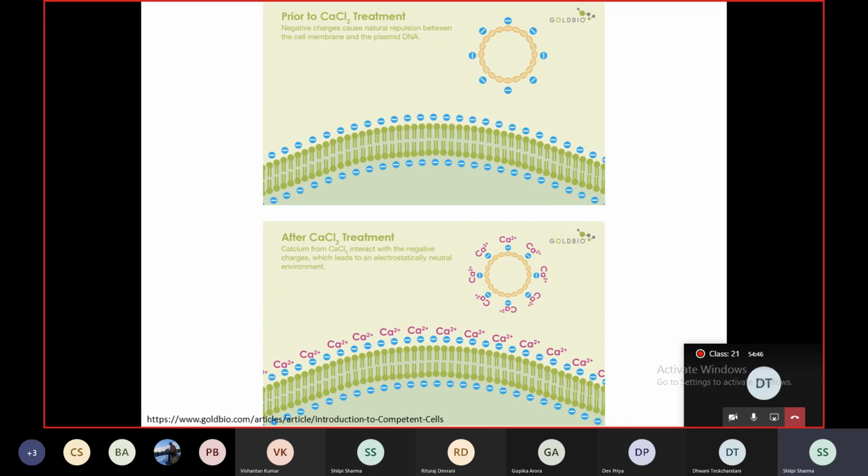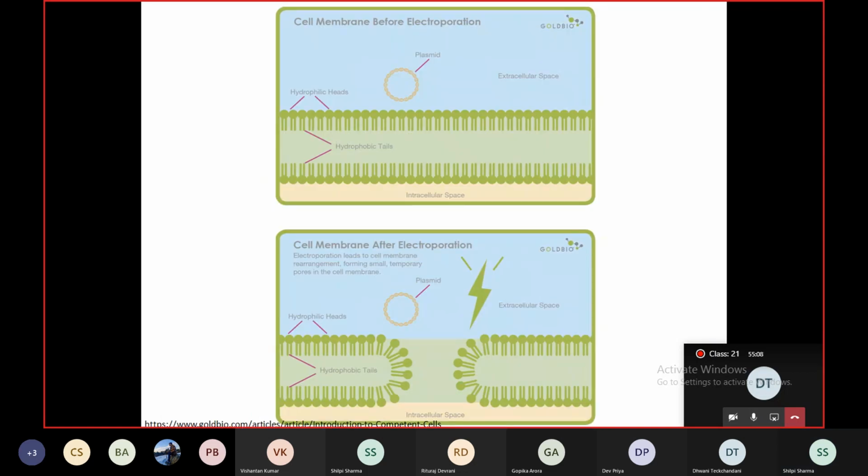It is believed that the repulsion between the foreign DNA and the bacterial cell, owing to the negative charge on them, is overcome by these divalent cations. And the heat shock that is applied upon treatment with calcium chloride generates a thermal imbalance on either side, thereby driving the DNA inside the cell.